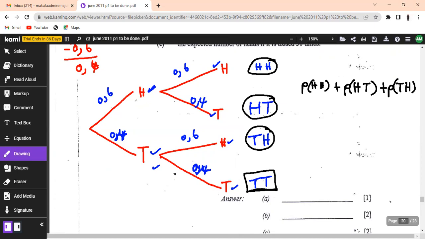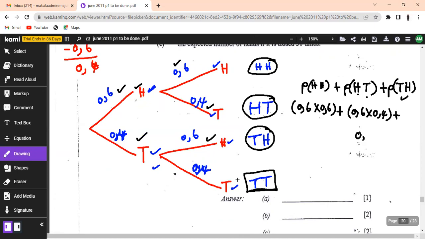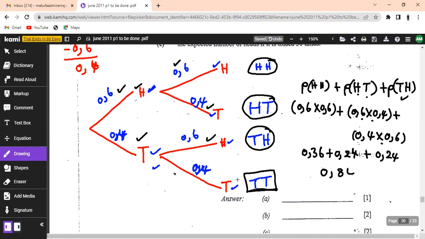So here you take head and head, which is 0.6 times 0.6. Plus head followed by tail, which is 0.6 times 0.4. Plus tail followed by head, which is 0.4 times 0.6. So if you multiply this, you are going to obtain 0.6 times 0.6, which is 36 with two decimal places, 0.36, plus 6 times 4, which is 24 with two decimal places, 0.24, and the last one is also 0.24. As you can see, these two are the same. Then you add everything, and you're going to obtain 0.84 if you add everything properly.